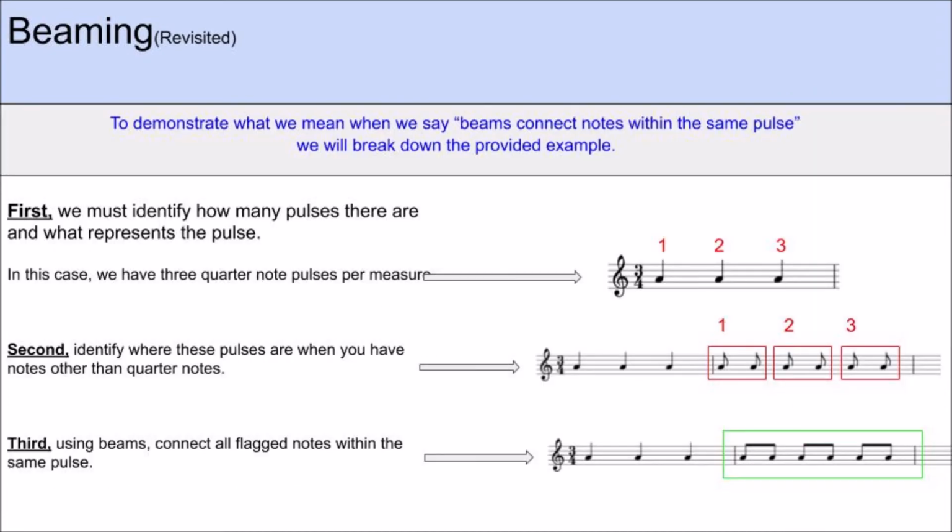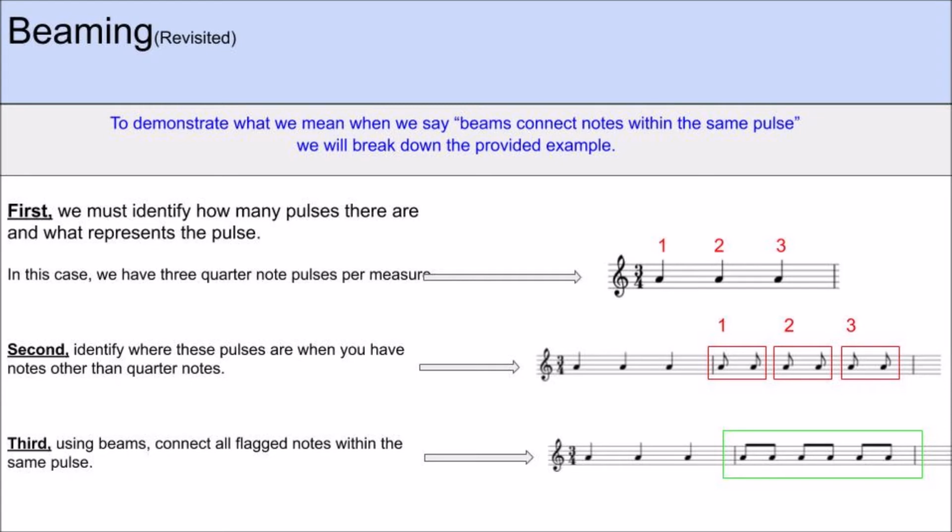To demonstrate what we mean when we say that beams connect notes within the same pulse, we will break down the provided example into 3 steps. So on the right here, we have a measure of 3/4 with 3 quarter notes. We know that there are 3 pulses. So first, I'm going to identify how many pulses there are, and what represents the pulse, and I'm going to write down the pulse above each note. So 3/4, and I have 3 quarter notes, so above it I have written 1, 2, 3.